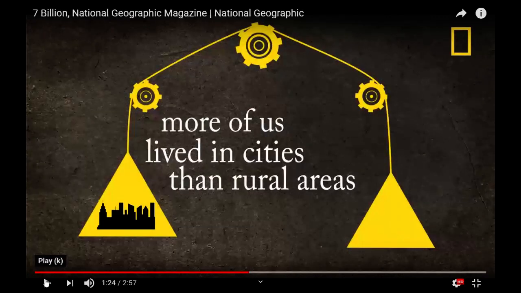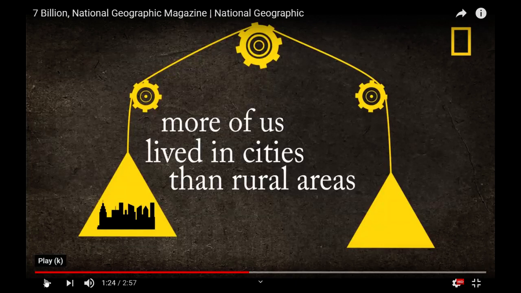So more of us are living in cities than rural areas for the first time in 2008, right? So we're moving out of the rural areas. Why do you think that is? More opportunities, right? A lot of people are moving out of rural areas, out of agricultural jobs in some parts of the globe, trying to find opportunities in the city.